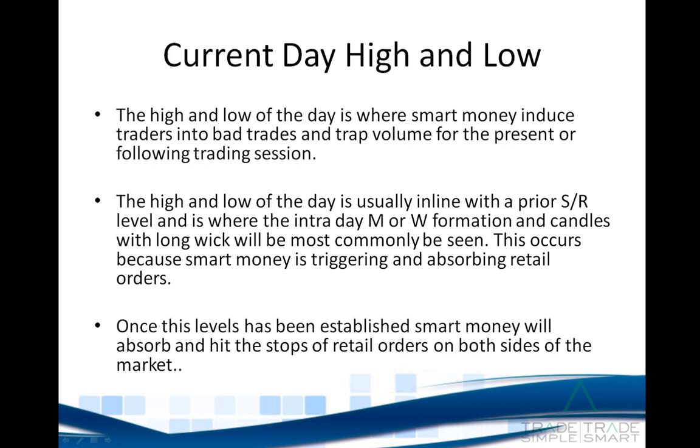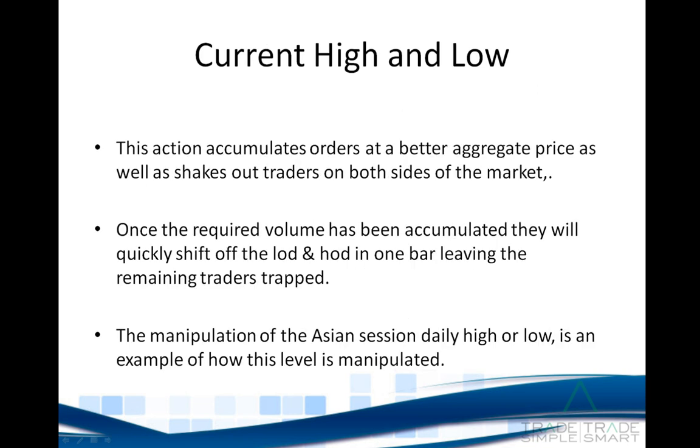Once we see the manipulation occur, we know it can take the form of candlestick formations or more obvious formations such as the M or the W. When you do see the M or W formation, it's very often a telltale sign that the high or the low of the day has been set. As we know, they're generally used to induce traders into the wrong side of the market so smart money can absorb the orders and then unfold the trend. Once these levels have been established, smart money will absorb and hit the stops of retail orders on both sides of the market.